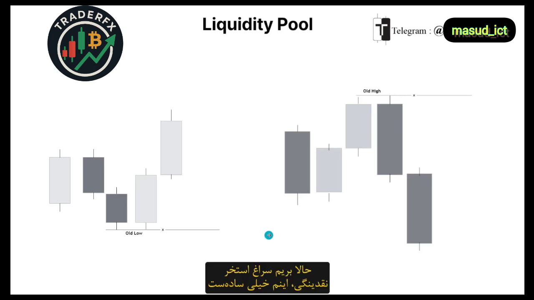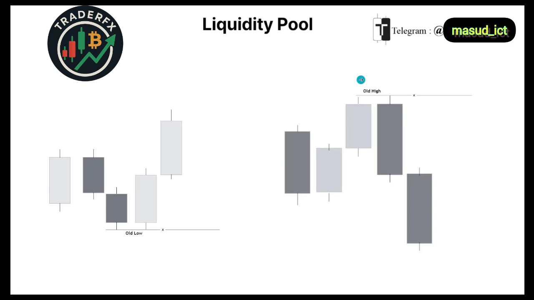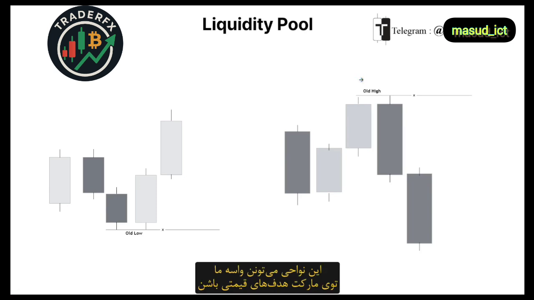Now, liquidity pool, again, pretty simple. We have an old low and we have an old high in here. So this is just an area that we can potentially use for objectives inside of the marketplace, because we know the market will trade from one premium level to a discount level and typically take out one side of liquidity and head to the opposing side. But again, more on that inside of the liquidity pool section.